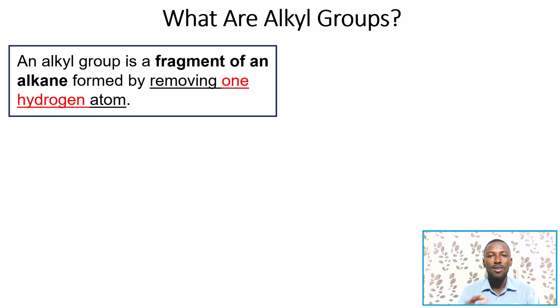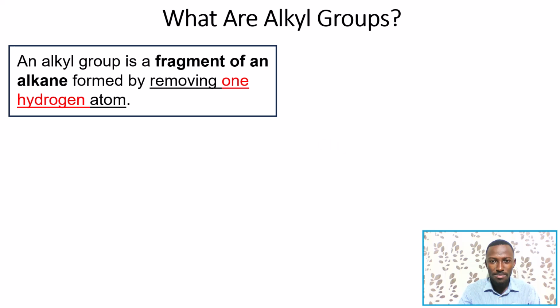So what are alkyl groups? Well, if you look at the definition we have on the screen, an alkyl group is basically a fragment of an alkane. A fragment? Yes, a fragment of an alkane formed by removing one hydrogen atom. You might say that word sounds familiar. Fragment. Does that mean it's a piece of an alkane? Well, yes, we can say that.